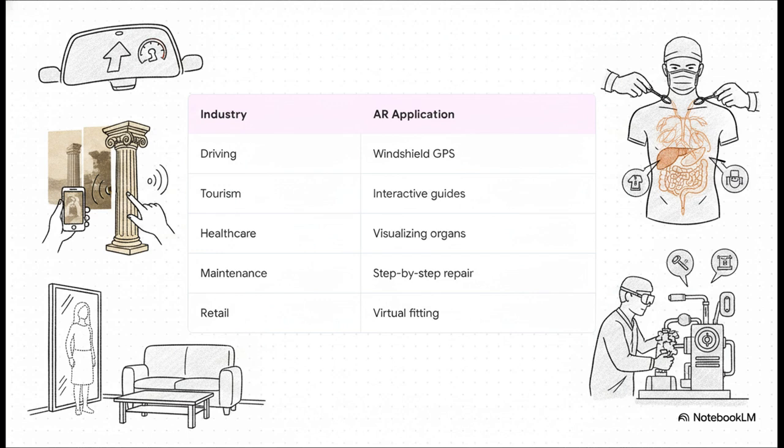In healthcare, surgeons can actually see hidden blood vessels overlaid directly onto their patients. For maintenance, picture an engineer seeing step-by-step repair layouts literally hovering over a broken machine part. And in retail, virtual fitting rooms are letting you try on clothes or see how a new couch looks in your living room before you ever hit buy. It's totally reshaping how we make decisions and operate day to day.